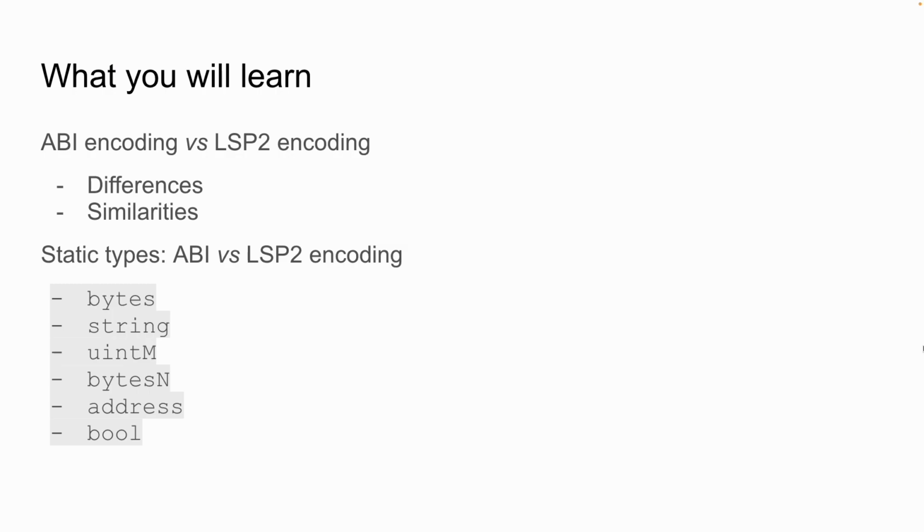So in this video what you will learn is, first we are going to look at the difference between ABI encoding compared to the LSP2 Standard Proposal 2, the LSP2 Standard. So we will see the difference and the similarities between both encoding formats. And then we will look at static types, which are in particular bytes, string, unsigned integers, fixed bytes length, addresses, and boolean. And we will give some examples between ABI encoding and LSP2 encoding for both of these types.